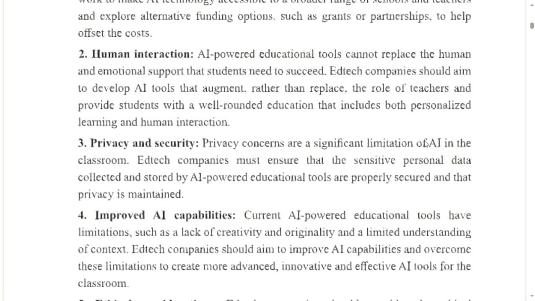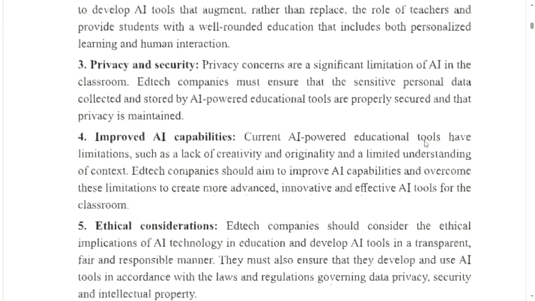Four, improved AI capabilities. Current AI-powered educational tools have limitations, such as a lack of creativity and originality and a limited understanding of context. Yet, tech companies should aim to improve AI capabilities and overcome these limitations to create more advanced, innovative, and effective AI tools for the classroom.